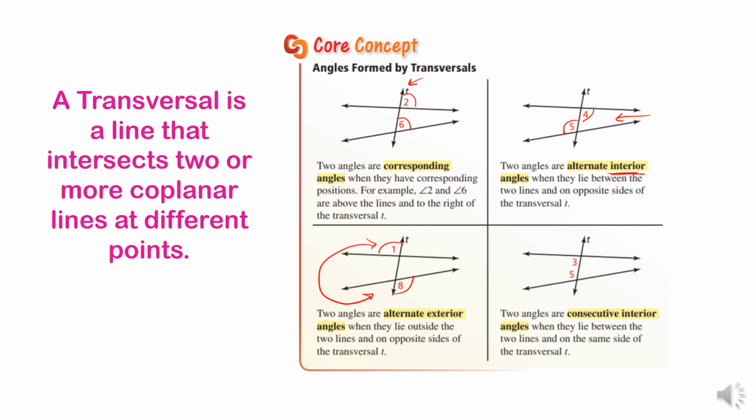Two angles are consecutive interior when they're next to each other. Consecutive means next to. So the numbers 1, 2, 3, and 4 are consecutive. And so 3 and 5 are consecutive, and they're both on the interior on the same side. So inside, consecutive on the same side.